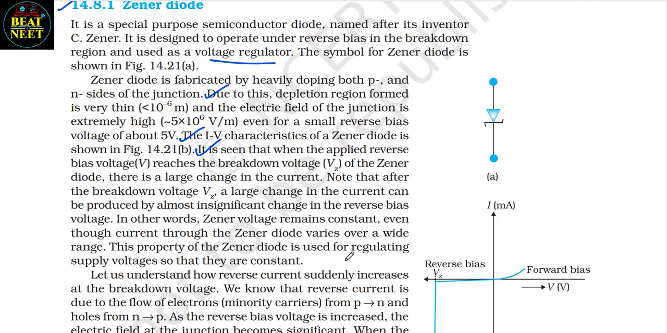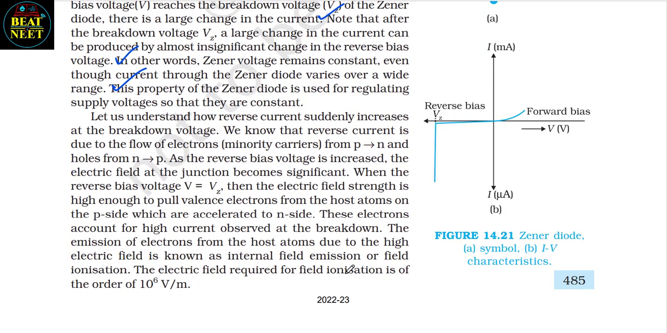It is seen that when the applied reverse bias voltage reaches the breakdown voltage Vz of the Zener diode, there is a large change in the current. Note that after the breakdown voltage Vz, a large change in the current can be produced by almost insignificant change in the reverse bias voltage. In other words, Zener voltage remains constant even though current through the Zener diode varies over a wide range. This property of the Zener diode is used for regulating supply voltages so that they are constant.